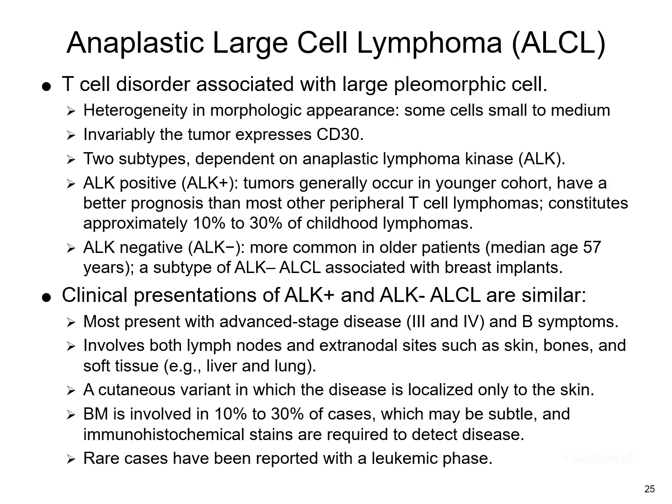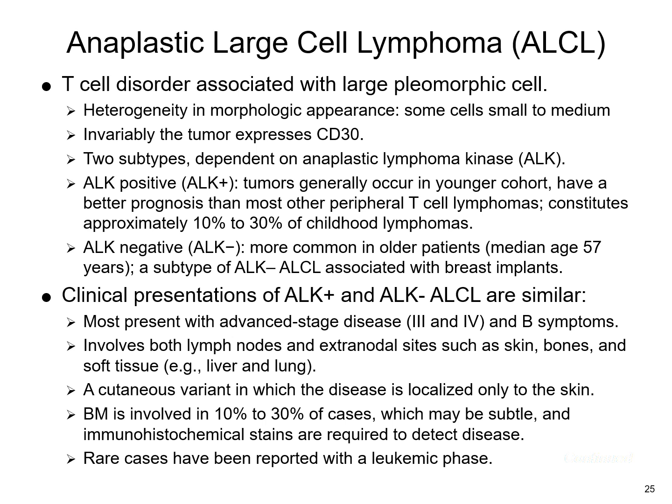Anaplastic large cell lymphoma is a T cell disorder that's associated with large pleomorphic cells. However, there is a heterogeneity to the morphological appearance in which some of these cells are actually small to medium in size. The tumors do express CD30, and the disease can be divided into 2 subtypes, and this is going to be dependent on the expression of the anaplastic lymphoma kinase protein, or the ALK protein.